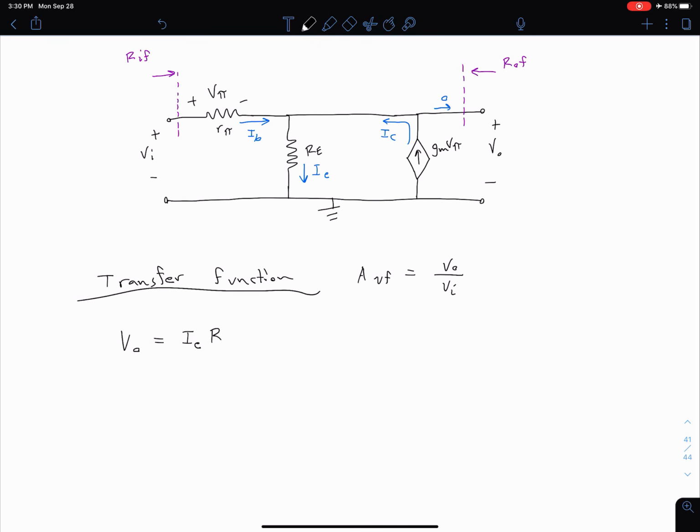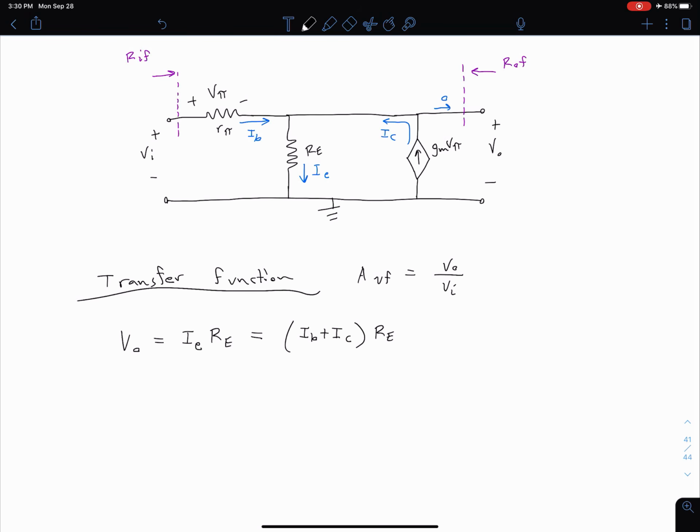Sorry, let me try to be a little better with my e's here. So this is an E, our emitter current, times our emitter resistance. And as we just said, we know that our emitter current is equal to our base current plus our collector current. We can see that from KCL at that top node there, times our RE.